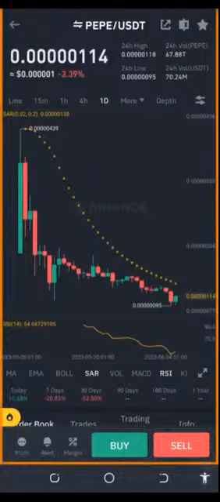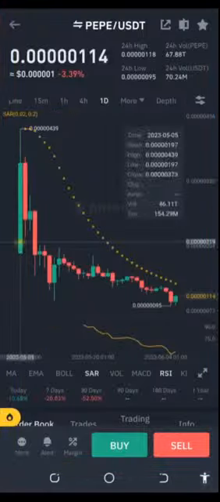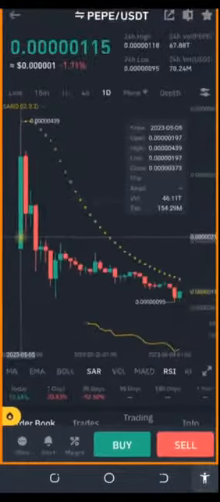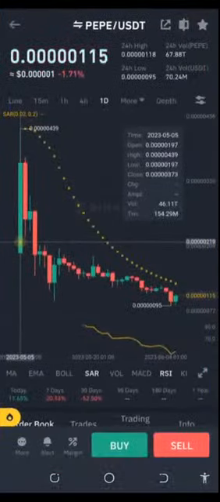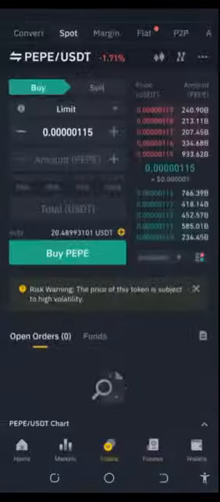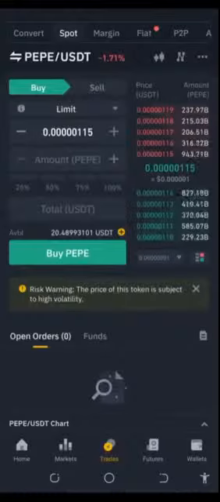Let me check when this one listed. I guess you can see the big pump. This was listed on the 5th of May, and as we're doing this recording, this is the 6th of June, just about a month ago. So it's still a new, fresh coin in the space.